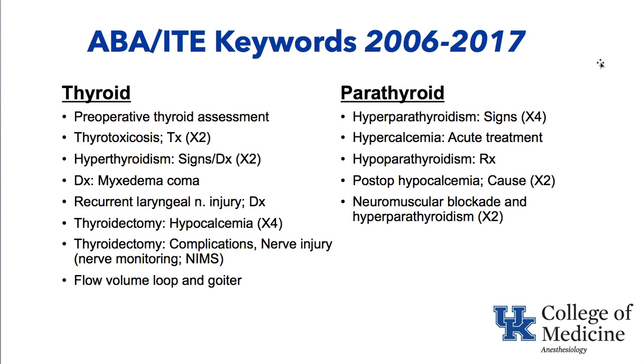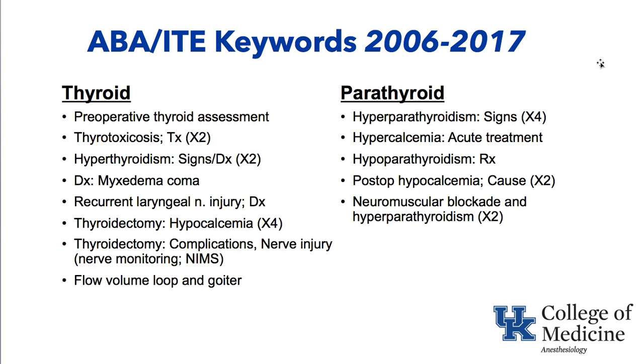And flow volume loops: if a patient has a goiter, the goiter can compress the trachea and can cause both a decrease in inspiratory flow rates and a decrease in expiratory flow rates. The parathyroid, if you have hyperparathyroidism, the signs are going to be that of hypercalcemia. One of those electrocardiographic signs would be shortening of the QT interval. Acute treatment of hypercalcemia, get it down with giving saline along with Lasix and let them get rid of it through their kidney. If a patient's hypoparathyroid, you can replace calcium.